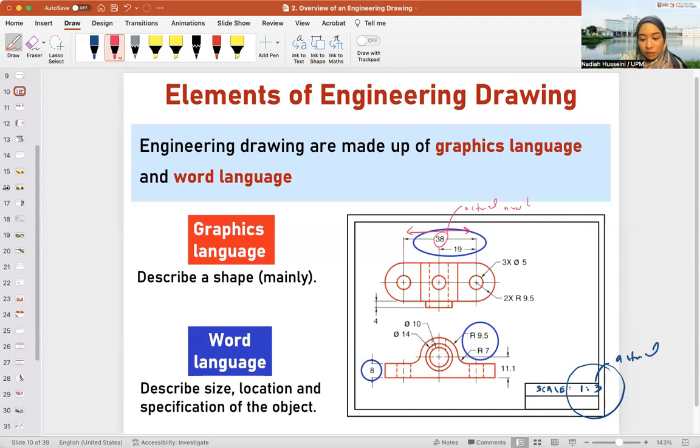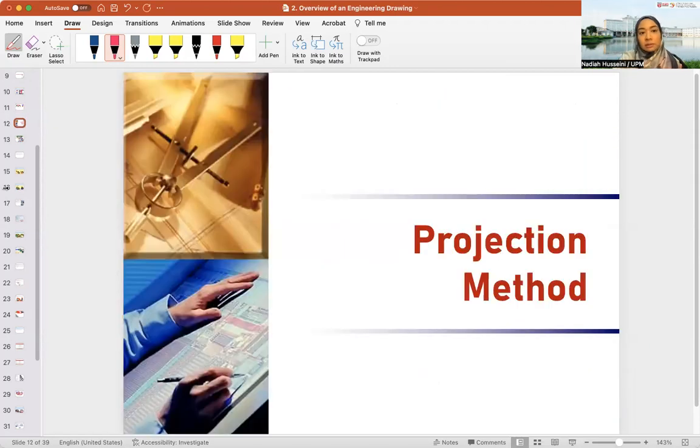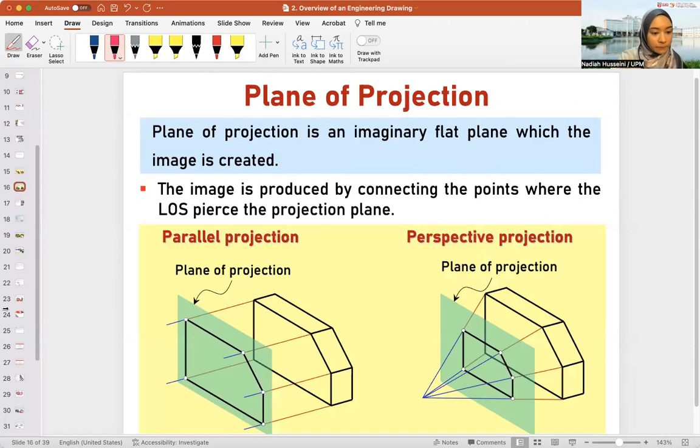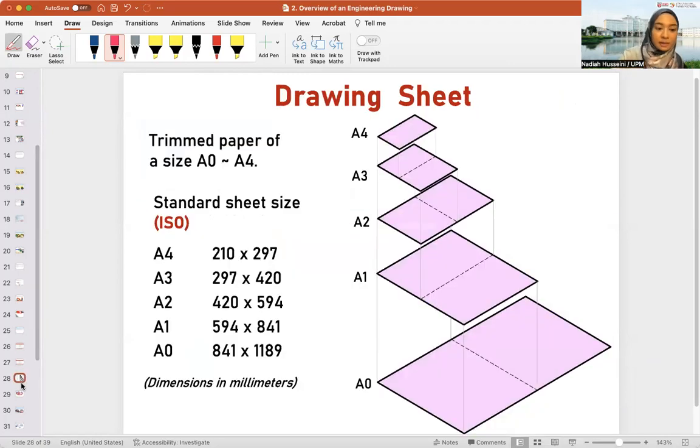Okay, so when you label your AutoCAD drawing, remember, look at the question, use the exact number. Jangan pandai-pandai ikut scale pula. Number kena sama. Okay. Dah cakap pasal exam dah.